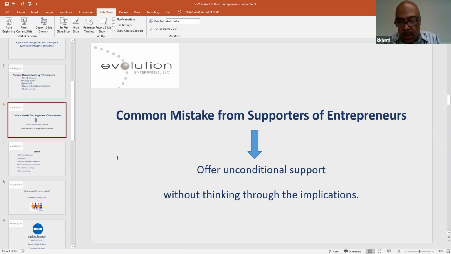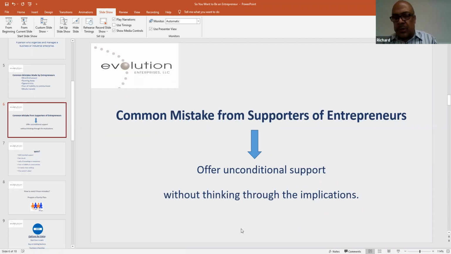And the last one, they weren't asked. You think that ever happens? You think anybody goes into a business without asking their supportive other if it's a good idea or discussing it with them? Yeah, it happens too frequently, unfortunately.